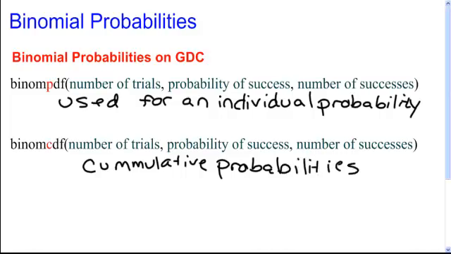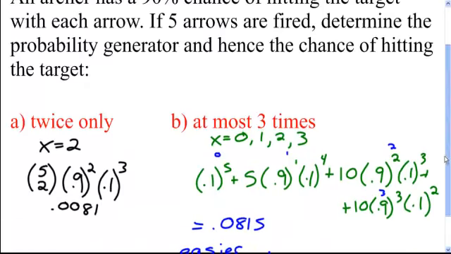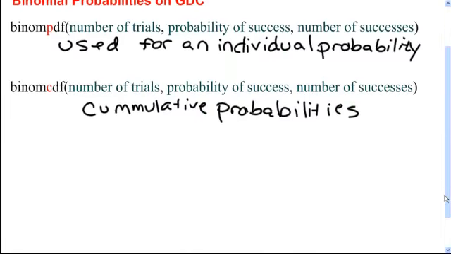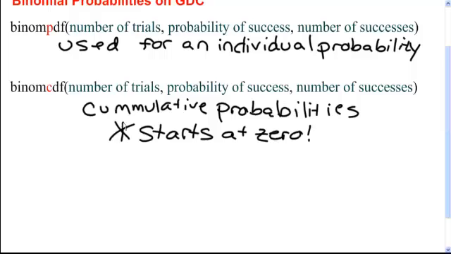So in the previous problem here, we're looking at most 3 times. So we wanted 0, 1, 2, or 3. So that's cumulative. I'm finding all 4 of those cases. It is important to note it starts at 0. So in that previous problem, I could have used the binomial CDF from 0 until I wanted at most 3, so from 0 to 3.